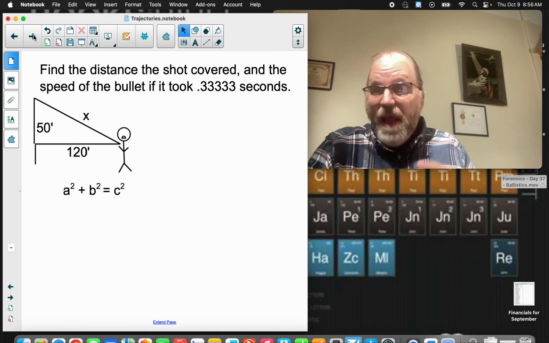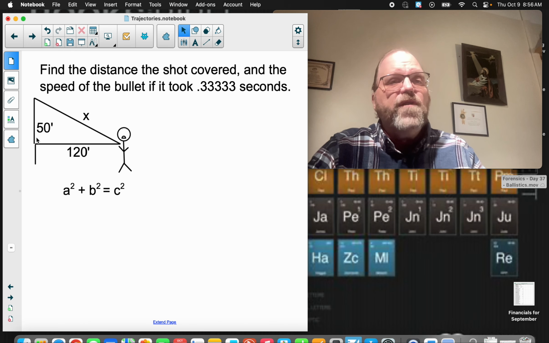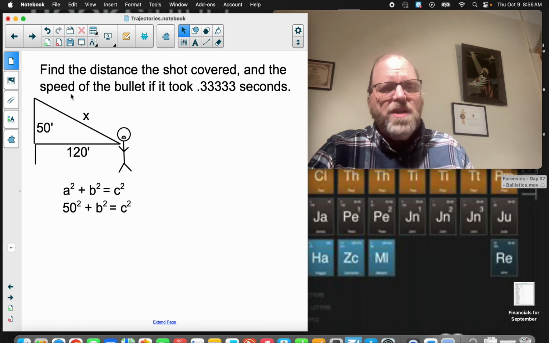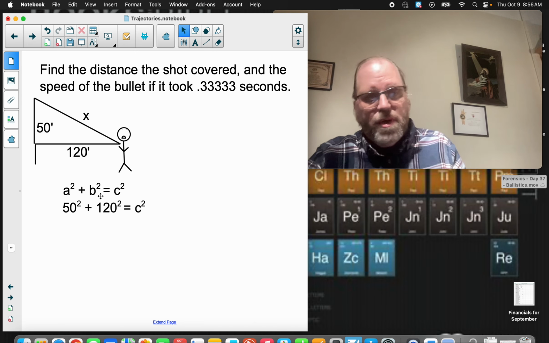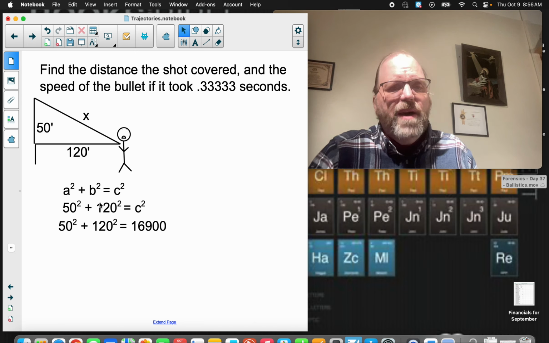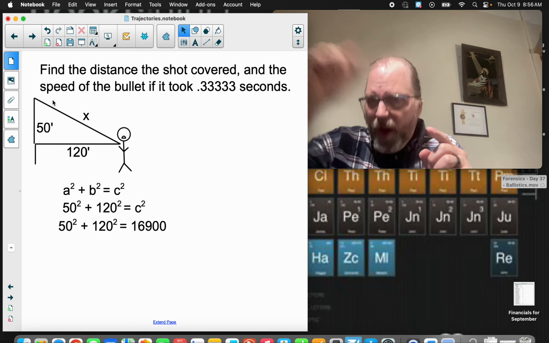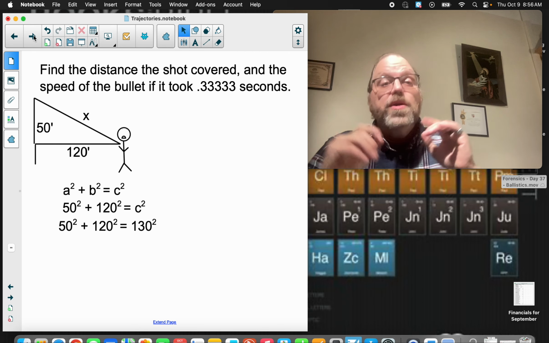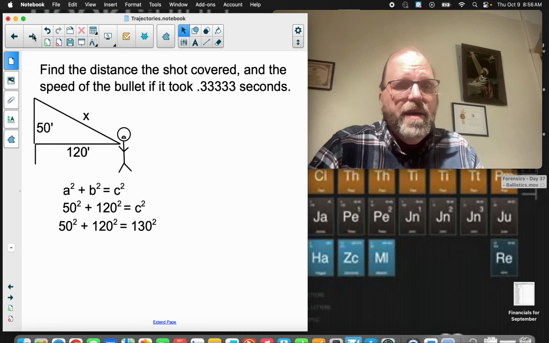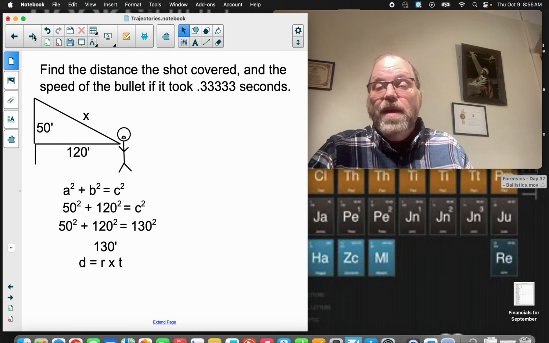Using that first equation, the Pythagorean theorem I gave you, a squared plus b squared equals c squared. So 50 feet is my a. My b is 120. You take your calculator, 50 times 50 plus 120 times 120. We get an answer of 16,900. We take the square root of that number. We're going to get that 130 squared is 16,900, which means 130 feet. But remember, we're trying to find the speed.